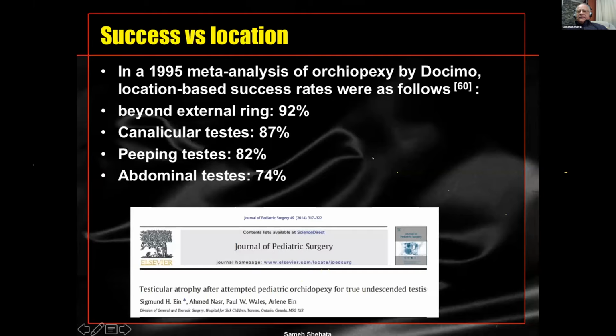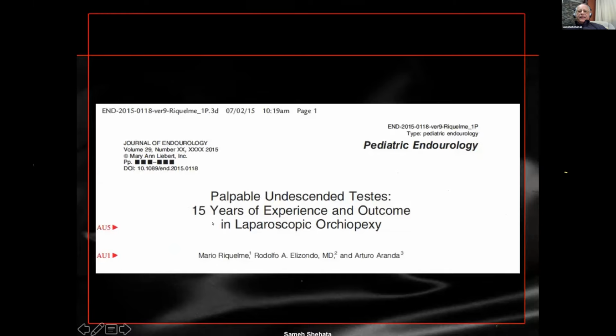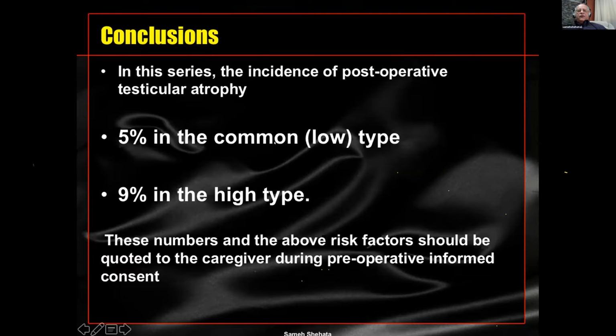So probably there is a role to do something else for this specific category, the high palpable and the peeping testis. Let's look at this publication from Mexico by Mario Riquelme. He is using laparoscopy for the high palpable undescended testis during 15 years of experience. This is different from the classical approach most people are doing, but you need to look carefully for the high palpable testis at the deep ring or high canalicular. The classical approach yields some significant atrophy rate. In this study, the common low type atrophy rate was 5%. In the high type, high palpable, it was 9%. So this is a significant difference. Probably you need to do something else, like laparoscopic assisted mobilization of the vessels.